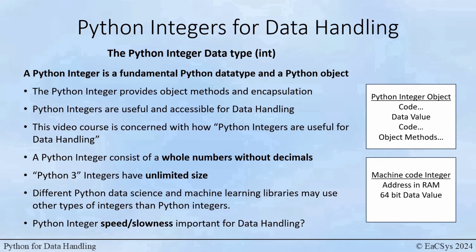Integers in Python 3 have unlimited size, which makes Python integers very easy and very convenient to use for data handling purposes, as there is only one type of integer, not 2, 4, or 8 types of integers. And this means that a Python integer can be any type of number, such as 34 or minus 91. It can be 1, it can be millions and billions, but what it cannot be is an integer with a fraction.